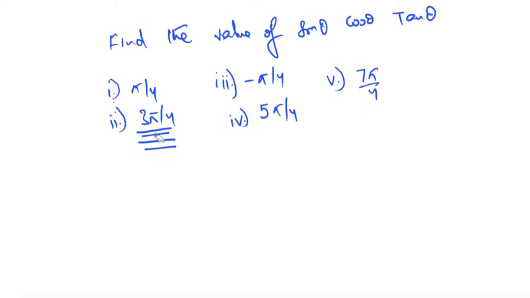In this video, we will understand how to find the value of sine theta, cos theta, tan theta, based on the quadrants. So we will start with the basic thing. Let's say in the first question, that is pi by 4. So we will write sine of pi by 4.